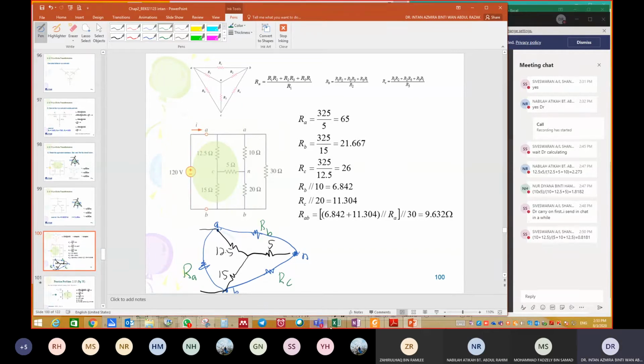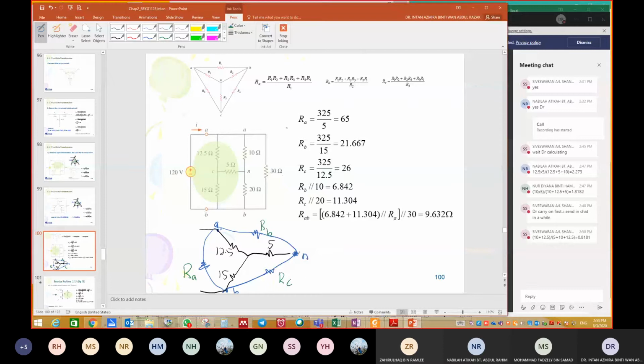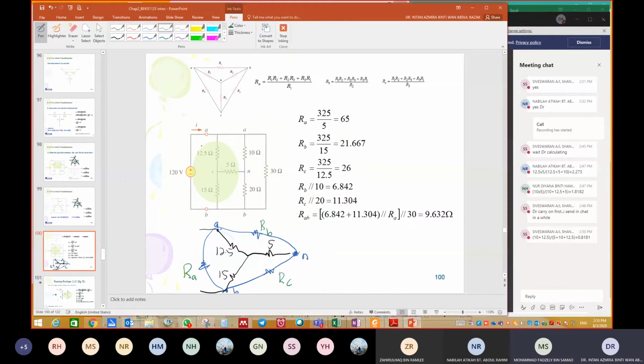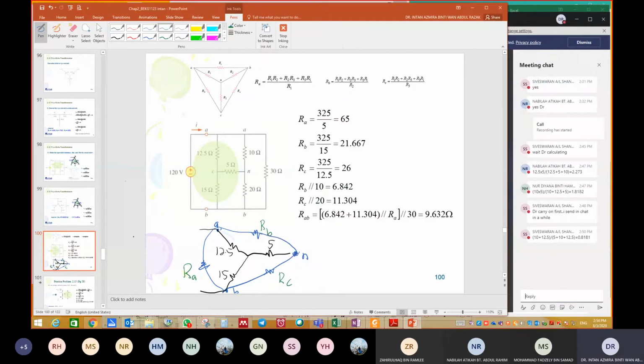Now class, can you get the answer? Fazli, can you get RA is equal to 65? Fazli? Yes, doctor. Safiras, get RB. Yasin, please get RC. RC is equal to this.